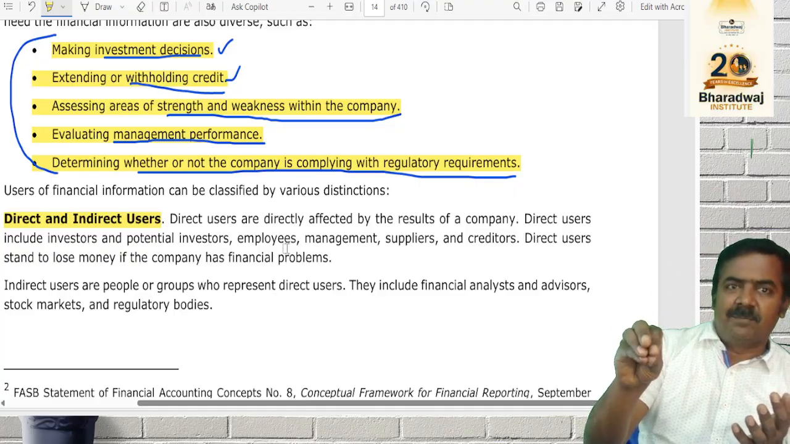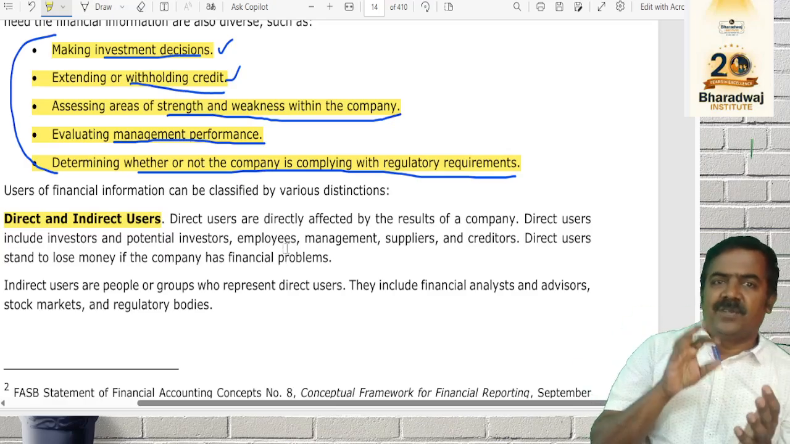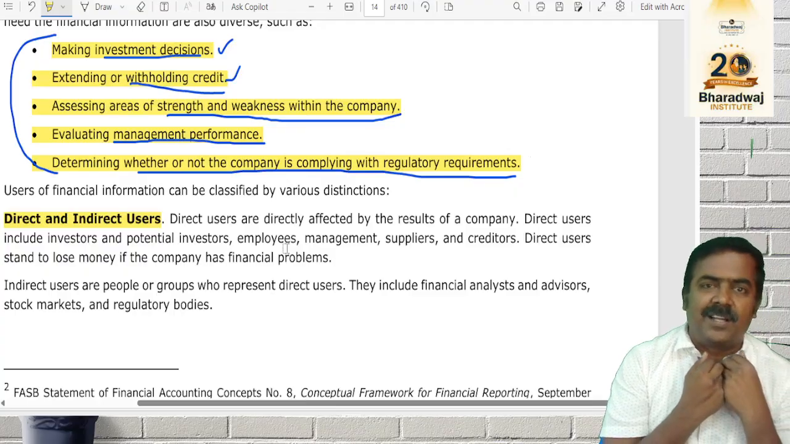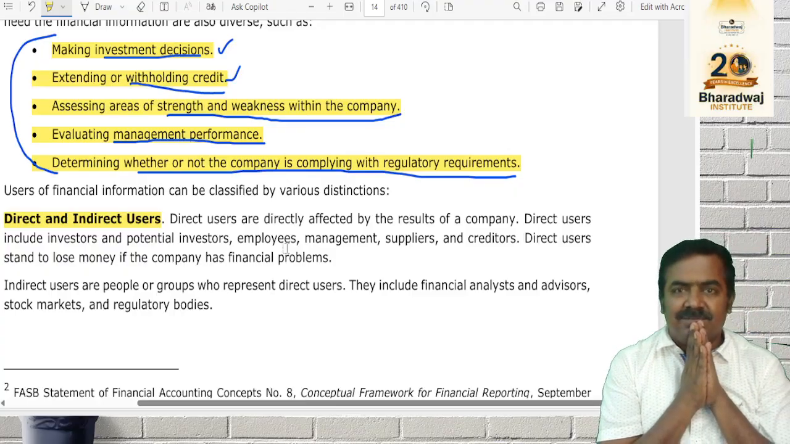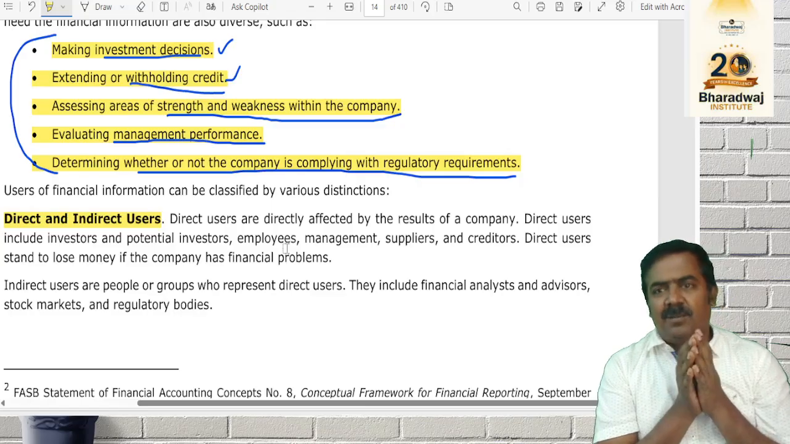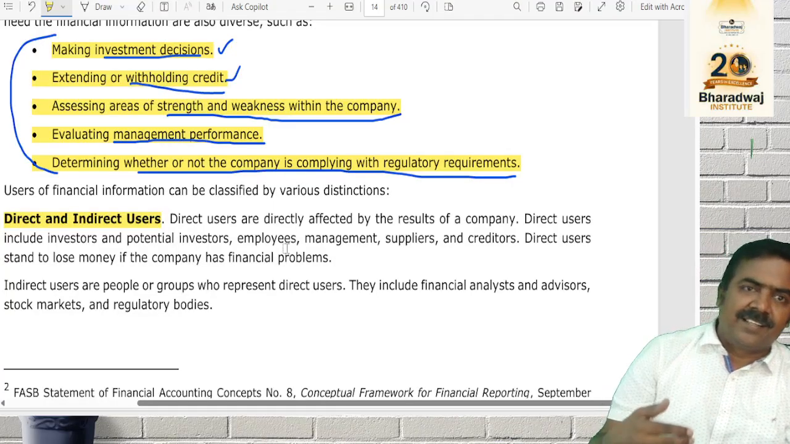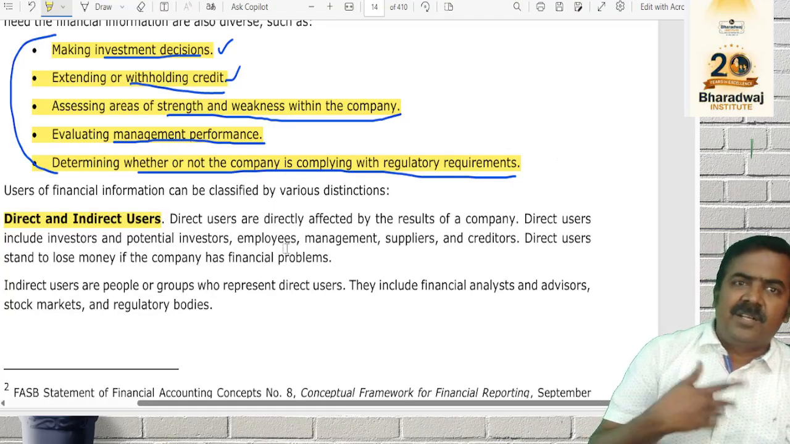I'm going to deal with a company. I analyze the financial statement. I'm analyzing which one? Financial statement. I'm called as what? Direct user. Example: CEO of the company, CFO of the company, shareholder, creditor, lender, employees are direct users.